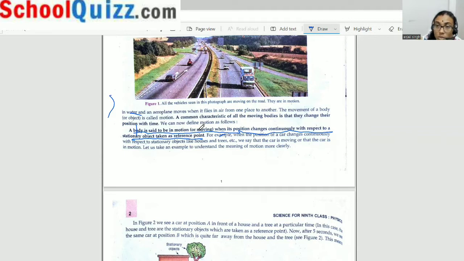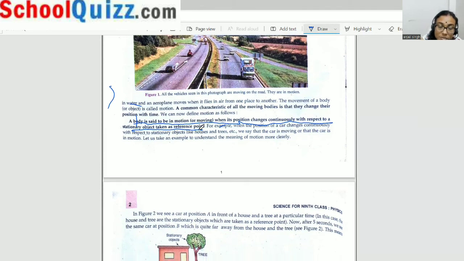A reference point is like when you are moving, you are in a car, you are in a bus. So when you see the tree is stationary at its own position, the tree is a reference point. So when you see the tree is at its own position and the bus crosses the tree, with the reference point, an object is moving. Clear?